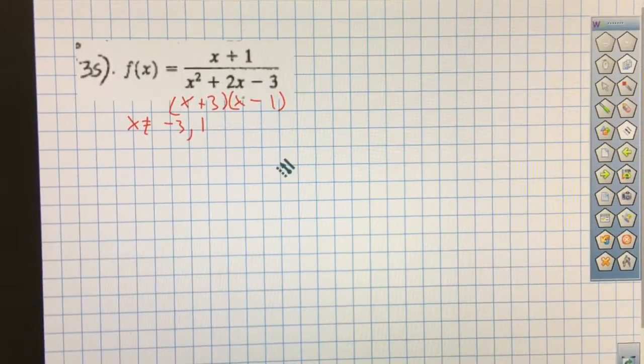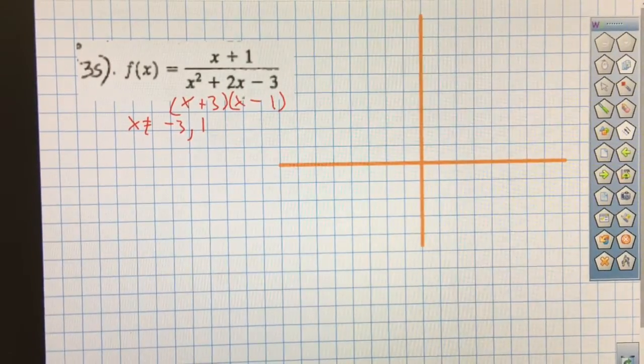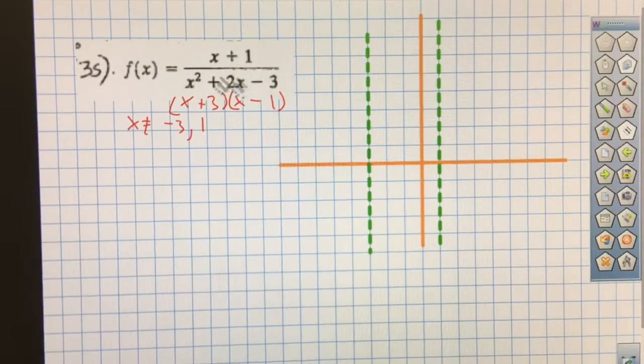Let me get the graph to start. And right now in a hurry, I know that I have a vertical asymptote at x equals negative 3, and at x equals 1. Let's see where my horizontal asymptote is. The degree of the top is 1, the degree of the bottom is 2, so that means I'm going to have a horizontal asymptote at y equals 0.